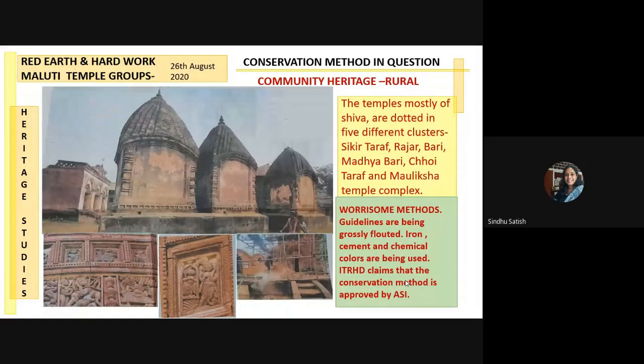In 2015, they portrayed these Maluti temples, and that caught the national spotlight, and subsequently the restoring work was given to ITRHD. But the concern here now is the Varisa methods. They are saying that the guidelines are being grossly flouted. Iron, cement, and chemical colors are being used instead of natural colors. But there is also a claim by ITRHD itself that the conservation method is approved by ASI.